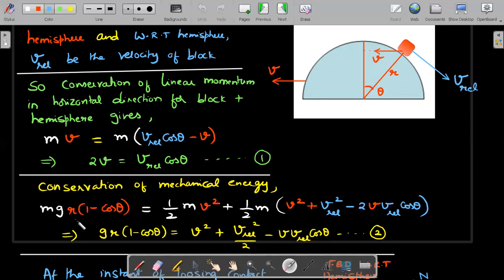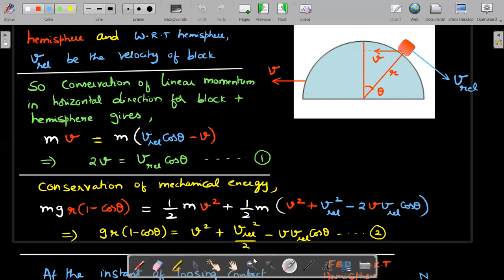So that loss in potential energy gives rise to a gain in kinetic energy of both the hemisphere and the block. For the hemisphere it is easy to write, half mv square, whereas for the block, again you should be very careful. You have to take the v square of the resultant of the two, which is v square plus v relative square, minus, because this is an obtuse angle between them, you end up having a minus 2 v v relative cos theta.